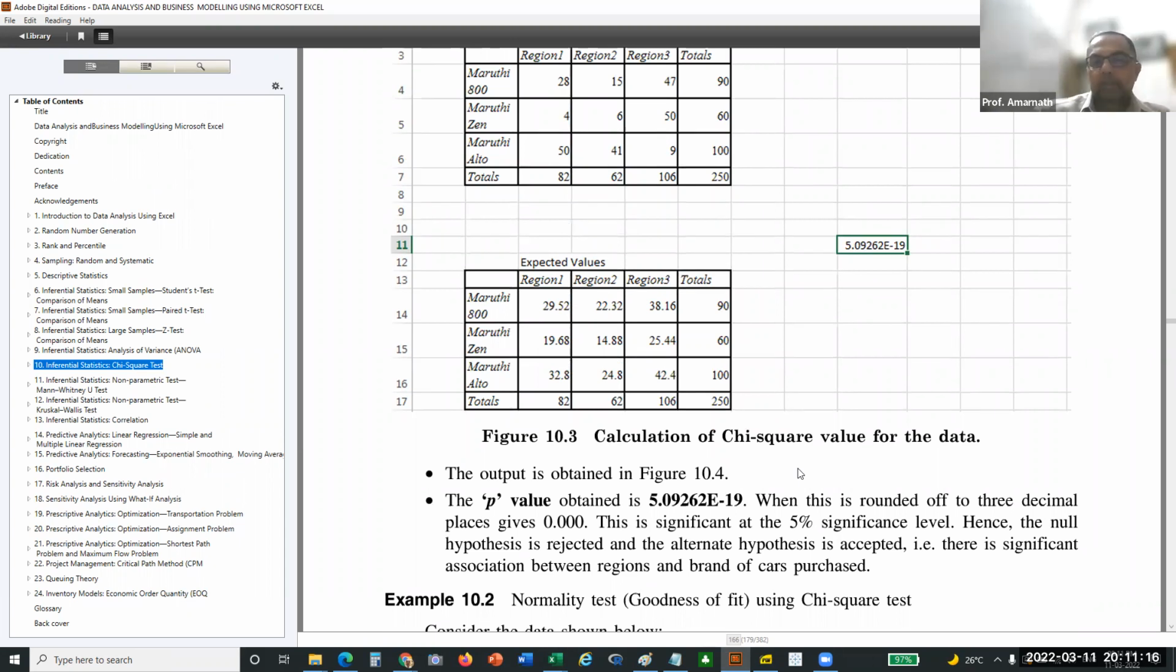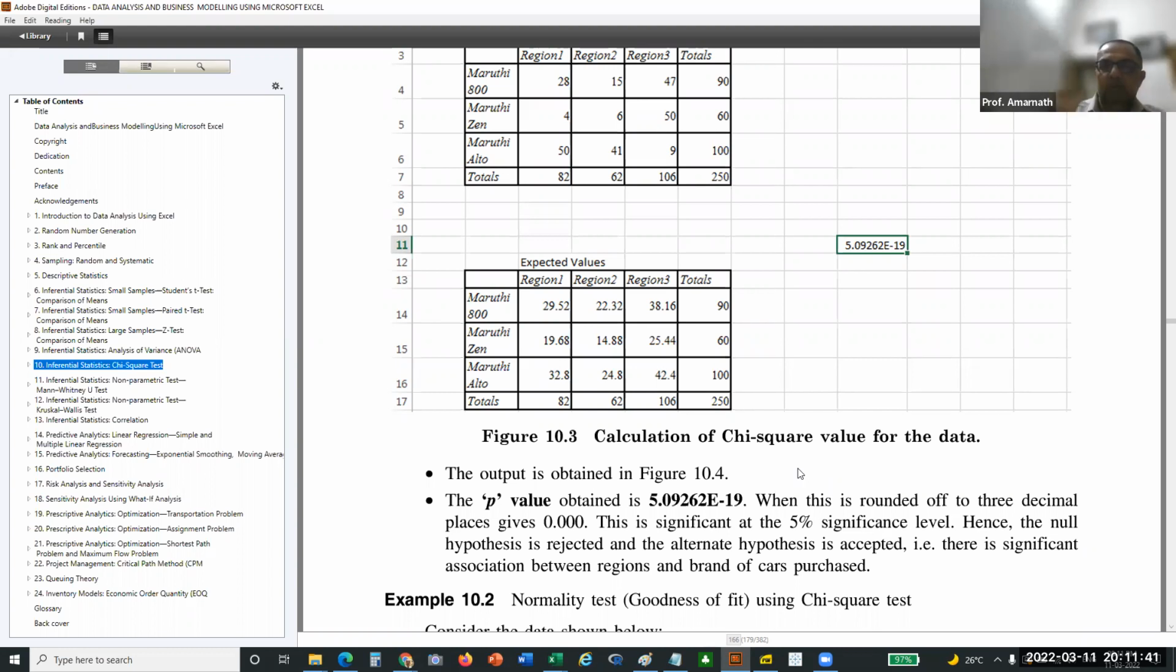So it is something like after the decimal 18 zeros, it is definitely less than 0.05. Hence, the null hypothesis is rejected and the alternative hypothesis holds, that is, there is significant association between regions and brands of the car. That's what we come to say about this.